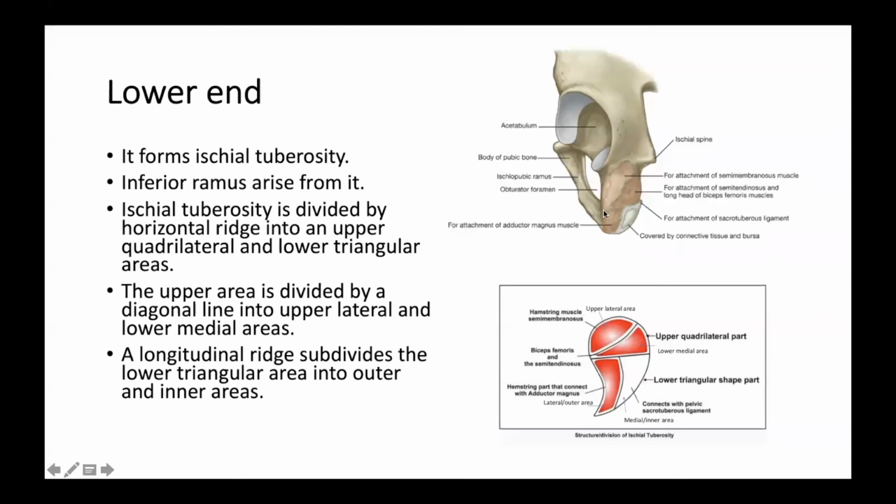And if you see the lower triangular area, it is again divided into two, an outer area and an inner area, by a longitudinal ridge. Yes or no? Yes, sir. The outer area of the lower triangular part gives origin to the adductor magnus muscle. And the medial area is presented with fat.